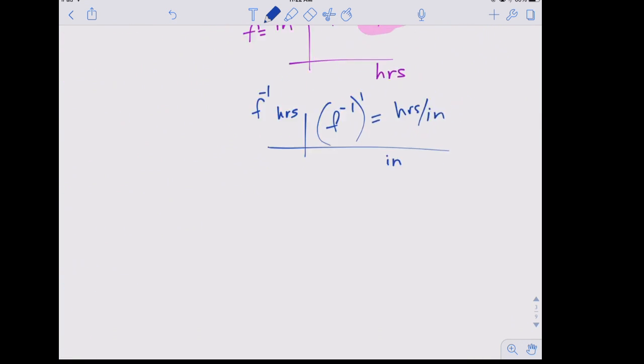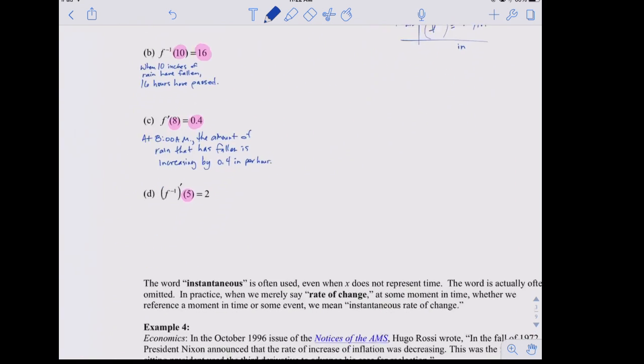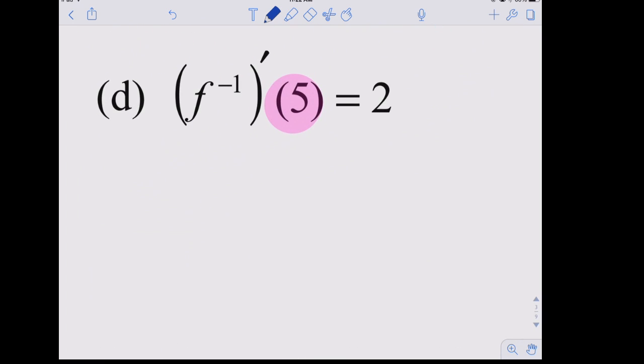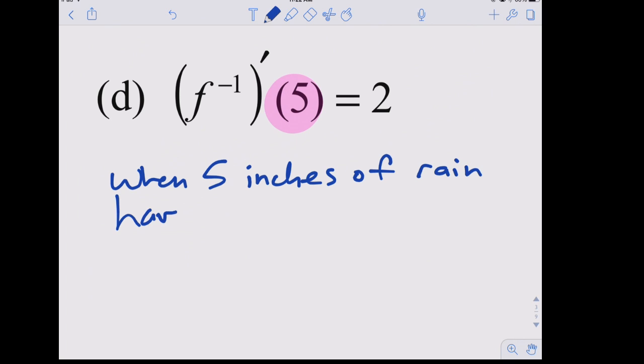Well, it's F inverse. This is going against our conventional notation here. When 5 inches of rain have fallen, comma, we're measuring the rate of change of time now. So time is increasing? Would you say that?